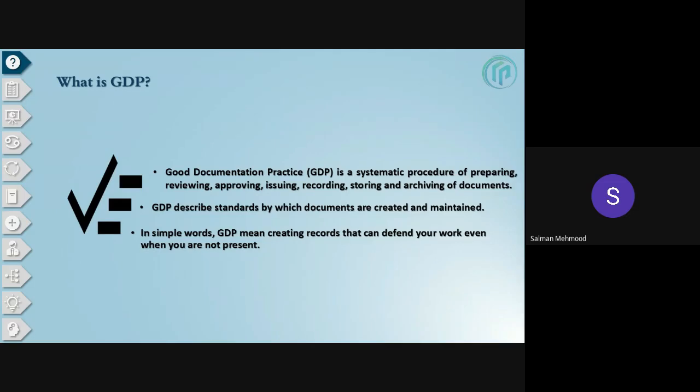Anyone reading your document should clearly understand what was done, who did it, and when. Imagine you perform an activity today, and next month an auditor comes and you are on leave. So only your records speak for you. That's the GDP.